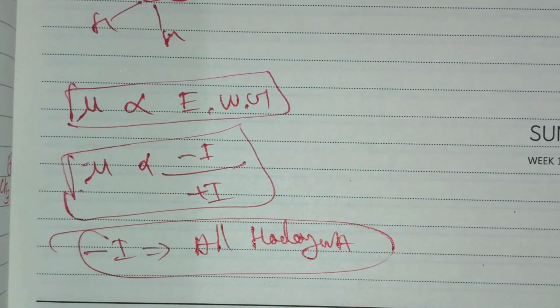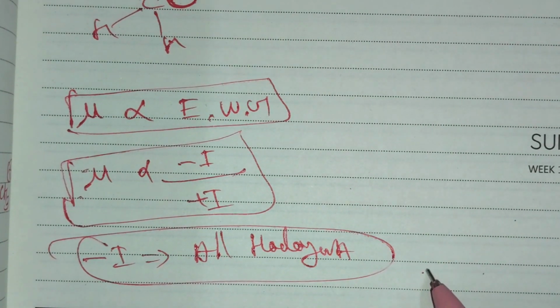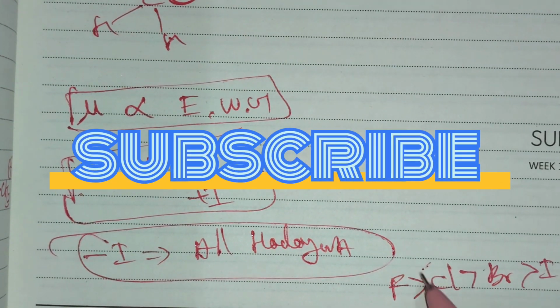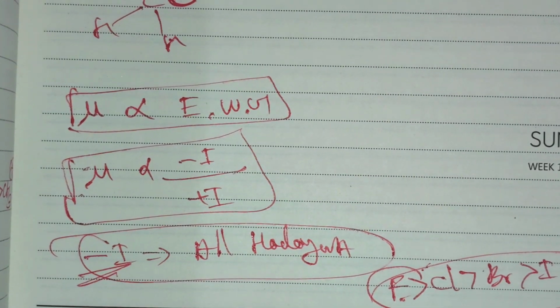Actually, this minus I effect order is given in that textbook. I will show it later. Among all the halogens, fluorine is greater, then chlorine, then bromine, and iodine is very much lesser. So from top to bottom, electronegativity decreases. For that reason, the minus I effect also decreases.